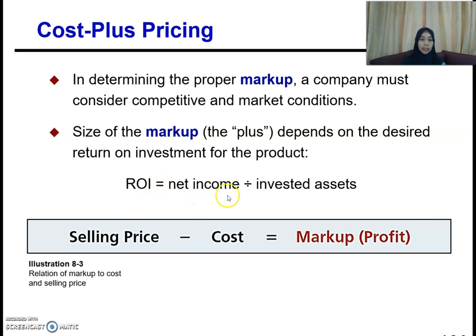ROI is basically the net income divided by the invested capital or invested asset. Okay, return on investment. So you invest, then you want to have a return. So that is basically what is meant by return on investment. So selling price minus your cost will give you a markup or the profit.